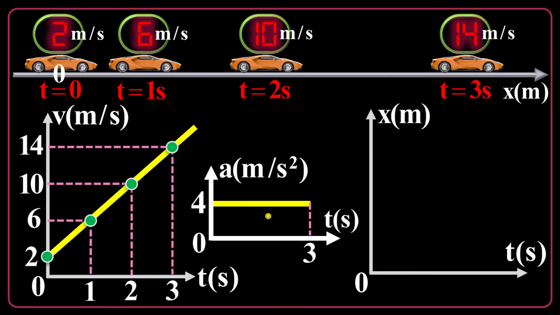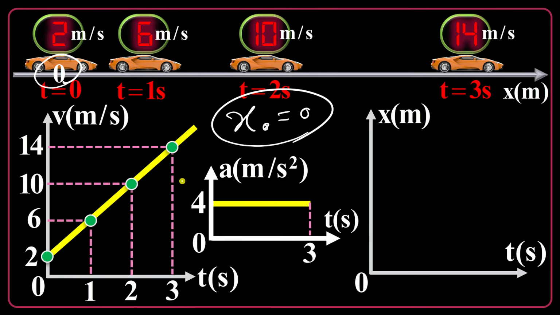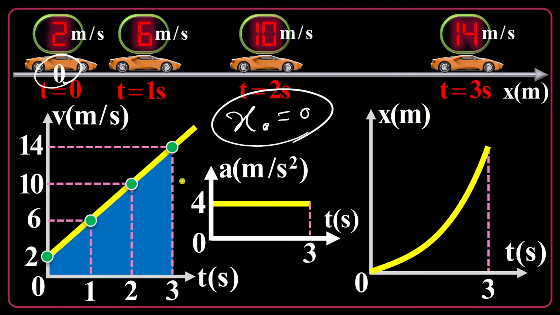But for the time being, please accept that the xt graph will be a quadratic function, so it's a parabola. The parabola is drawn very easily. It starts from 0 because x naught, the initial position, is 0 in this case, and so it will be a parabola like that. And after 3 seconds, the displacement is easily found by calculating the area under the VT graph. I explained it in the related video, you know that.